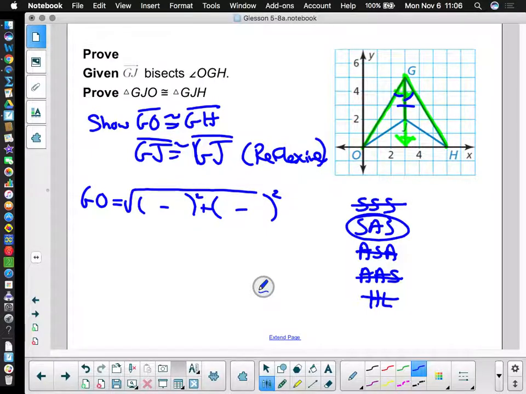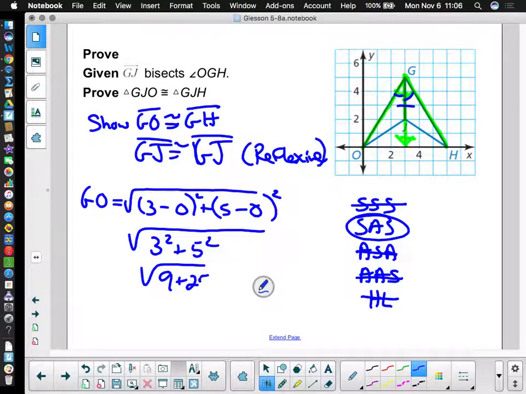And we'll need our coordinates. G is at 3, 5, and O is at 0, 0. And it's pretty mechanical from this point. Square root of 34. And now we do the same thing for GH. I'm going to leave that to you in the notes. And once we have that, obviously we have our congruent triangles by side, angle, side.